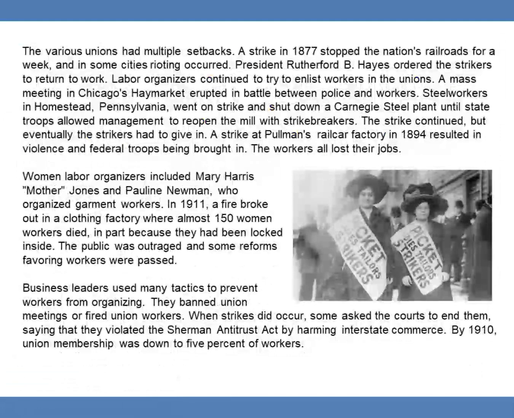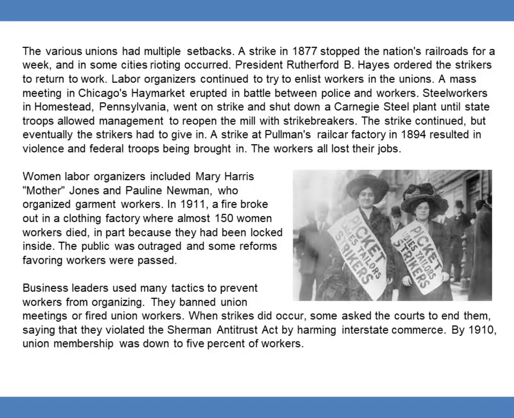The various unions had multiple setbacks. A strike in 1877 stopped the nation's railroads for a week, and in some cities rioting occurred. President Rutherford B. Hayes ordered the strikers to return to work. Labor organizers continued to try to enlist workers in the unions. A mass meeting in Chicago's Haymarket erupted in battle between police and workers.